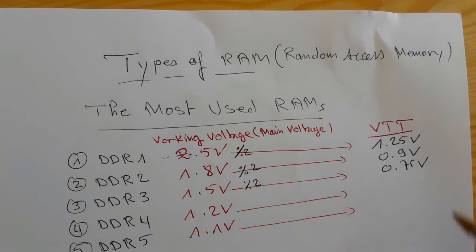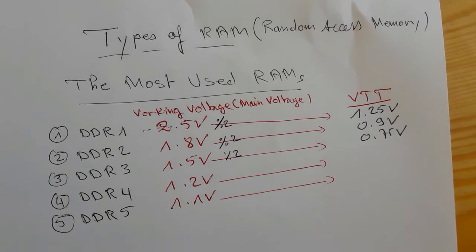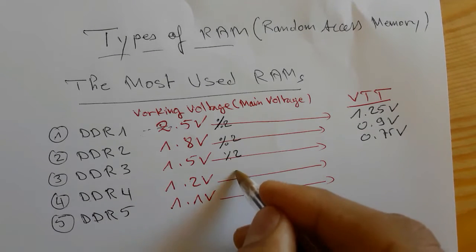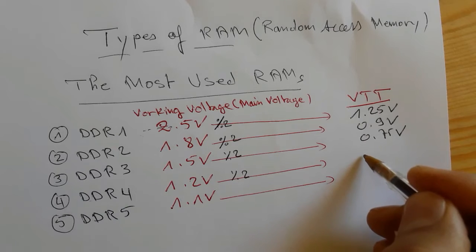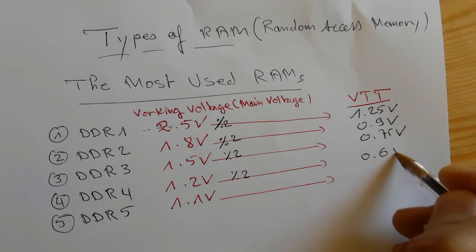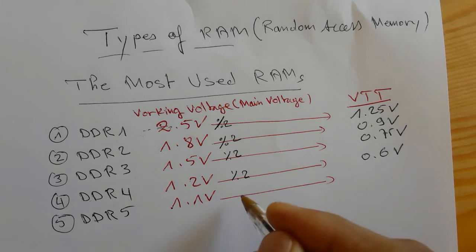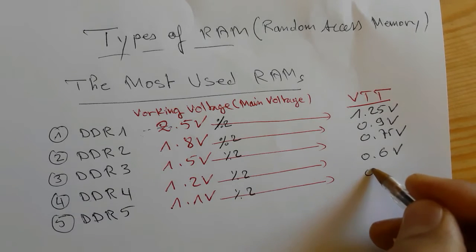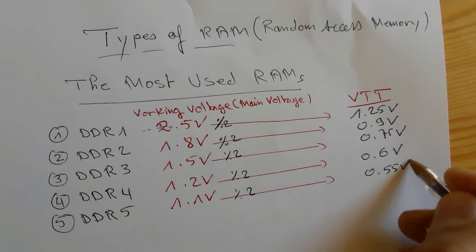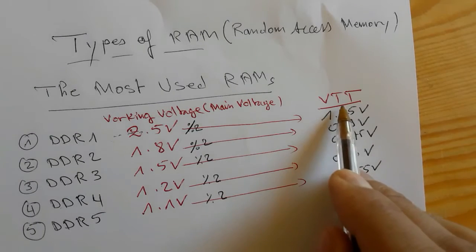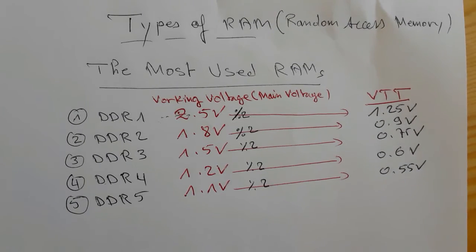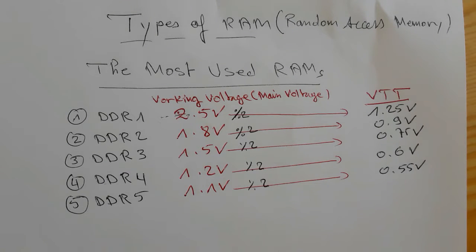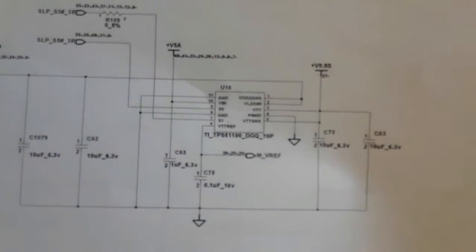The same for DDR3, we have 0.75 volts. For DDR4, so DDR4 and DDR5 are very improved memories. They have a very increased frequency or speed. So as you can see, 0.6 volt for DDR4 and 0.55 volt for the DDR5. So this is the VTT. So now I'm going to show you some motherboards where we can see real RAMs and real slots.